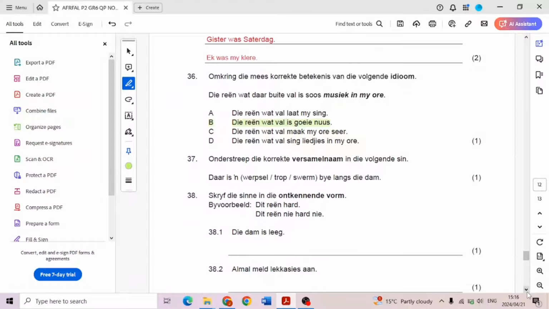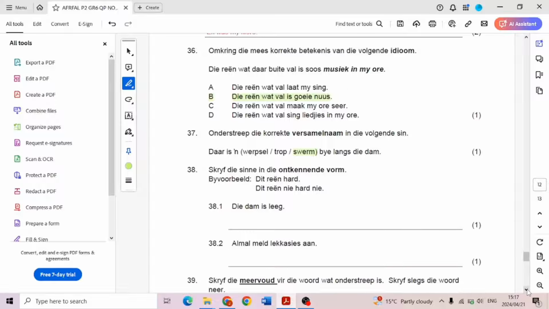Next, onderstreep die korrekte versamelnaam in die volgende sin. So versamelnaam is collective noun. So they always ask the same. Daar is 'n werpsel, trop of swarm bye. So you know that it's a swarm of bees. So the answer is swarm bye. Trop is usually used for beeste, cows or cattle. So they always ask either this or that, or they ask a school of fish. Okay, next.